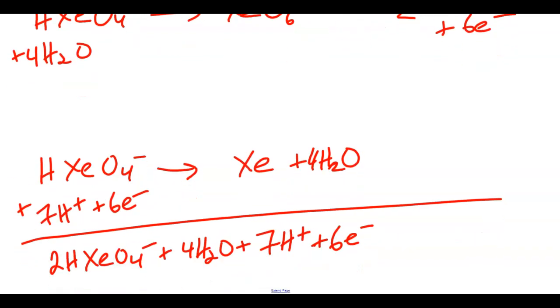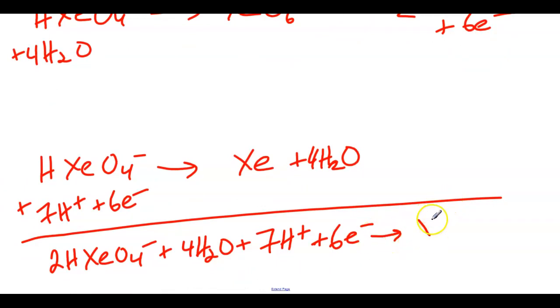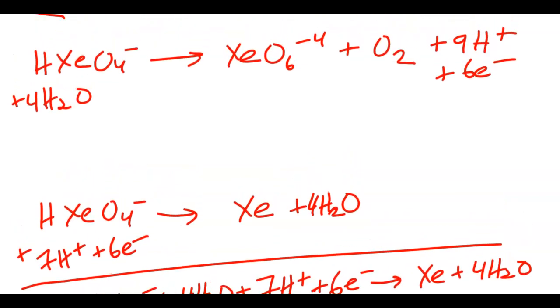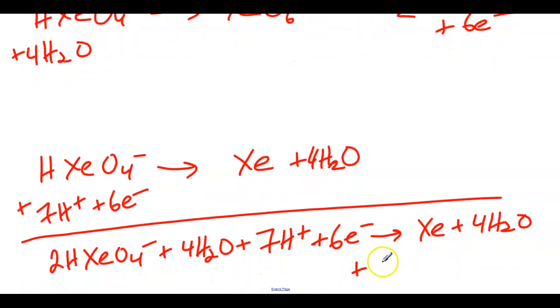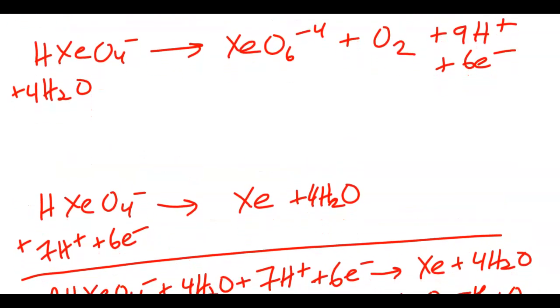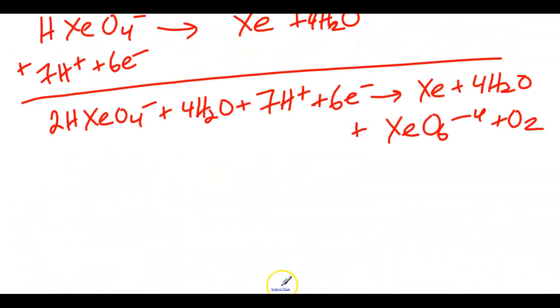I gave way too much space. Arrow. Xe plus 4 waters, plus our XeO6 -1. Oh, sorry, -4. Plus O2, plus, oh God, why can't I remember this? Plus 9 hydrogens, plus 6 electrons. Okay, so let's do a little cleaner upper here.